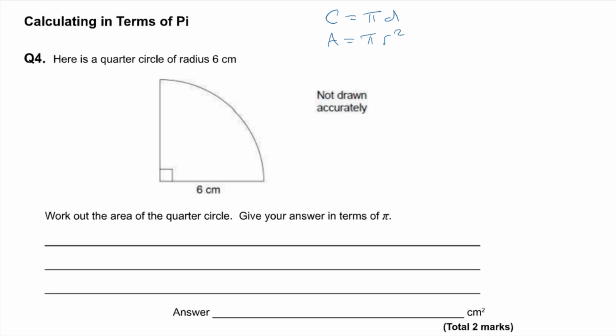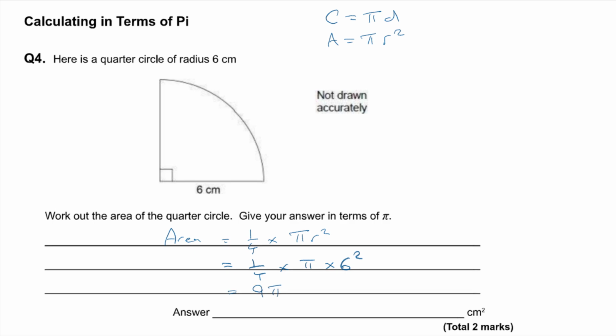Okay. Well, the area of a quarter circle is going to be 1/4 of the area of a circle, isn't it? So it's going to be a quarter of pi r squared. Here the radius is 6, so I'm going to get 1/4 of pi times 6 squared. 6 squared is 36, divide it by 4, 4's into 36 go 9 times. So that ends up being 9 pi.